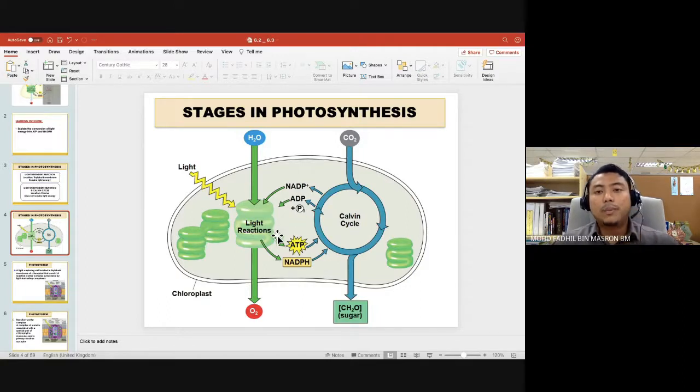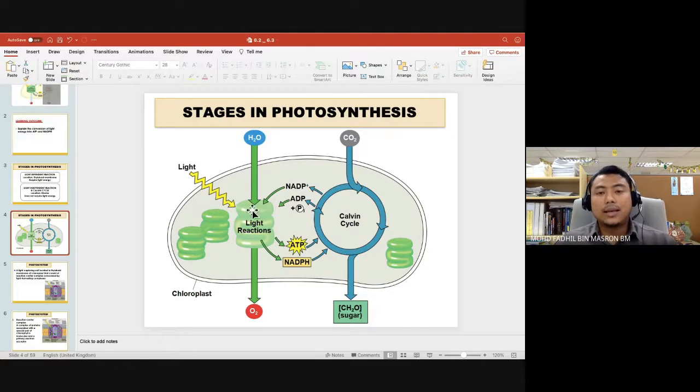Okay, do bear in mind again, what is the main purpose of photosynthesis? Is to produce sugar, CH2O. Okay, that is the empirical formula of sugar. So basically, if we just have carbon dioxide and Kelvin cycle, you cannot produce sugar. You cannot produce the sucrose. Why? Because you need ATP and NADPH. Where do you get the ATP and NADPH from? From this light dependent reaction.